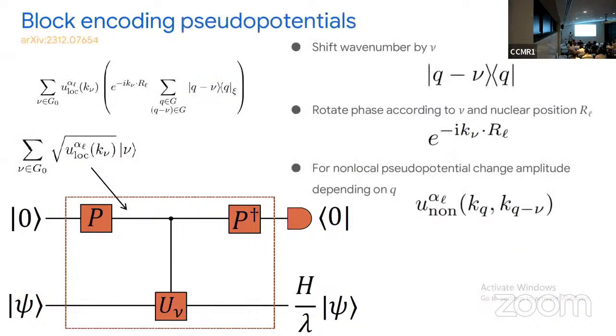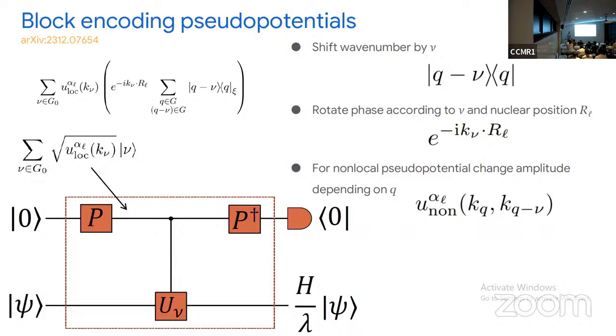So in the local pseudopotential case, we basically have a linear combination of unitaries form where you have this sum with weights like this, and essentially unitaries in brackets. So this prepare is giving you the square roots of these weights, and then for the unitary, you want a shift of the wave number by nu, and the nuclear position is coming into it in this phase factor here.